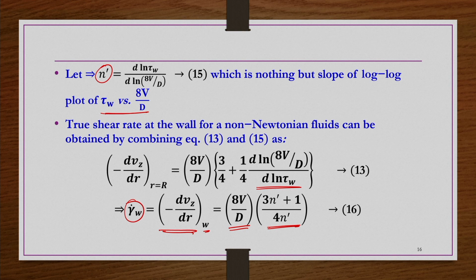So, for time independent non-Newtonian fluids, tau w is equal to minus delta P by L times R by 2, and the shear rate gamma dot w is nothing but 8V/D multiplied by (3n prime plus 1)/(4n prime). If n prime is close to 1, then it is a Newtonian fluid, because this correction factor is 1, and we will have only 8V/D.